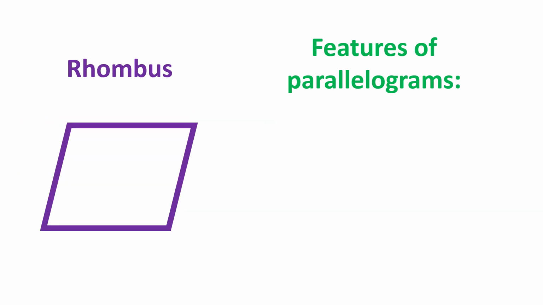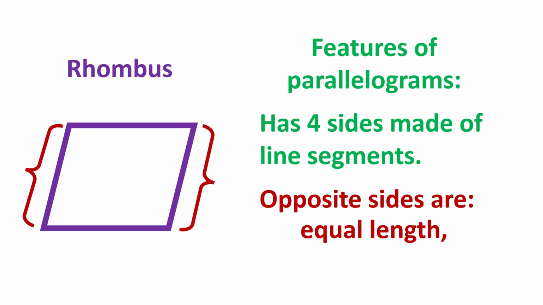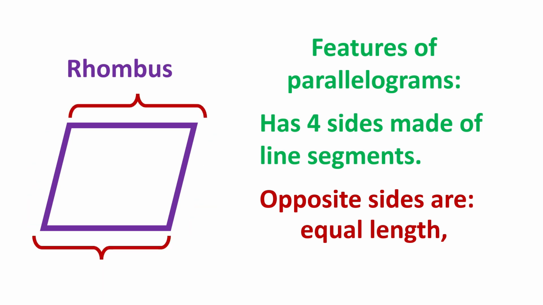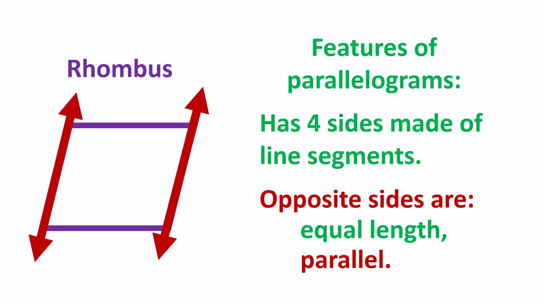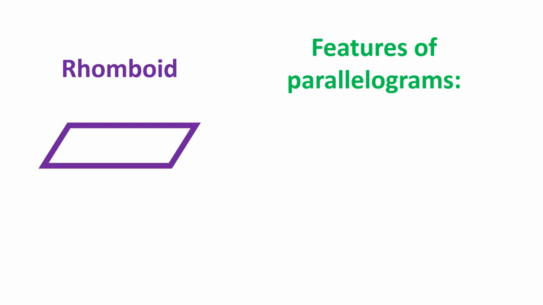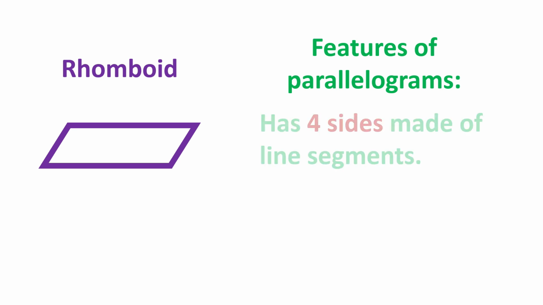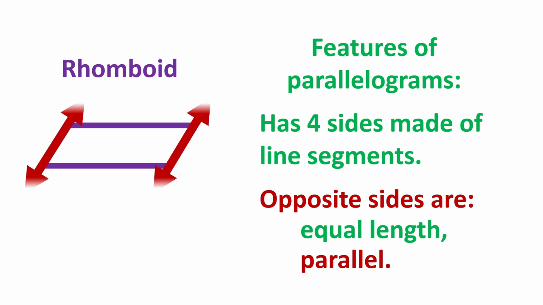Here's a rhombus. We can see that it's a parallelogram because it has 4 sides made of line segments. The opposite sides are equal to each other, and they're parallel to each other. Here's a rhomboid. We can see that it's a parallelogram because it has 4 sides made of line segments. The opposite sides are equal to each other, and they're parallel to each other.